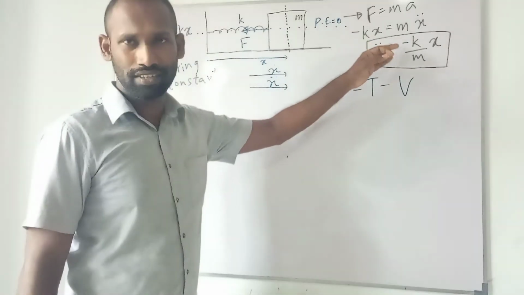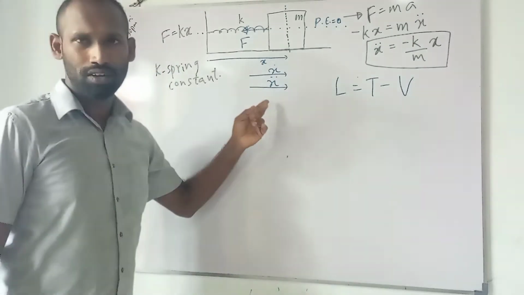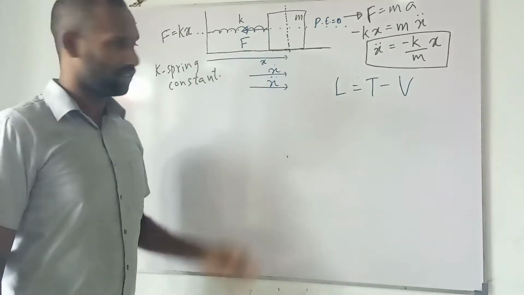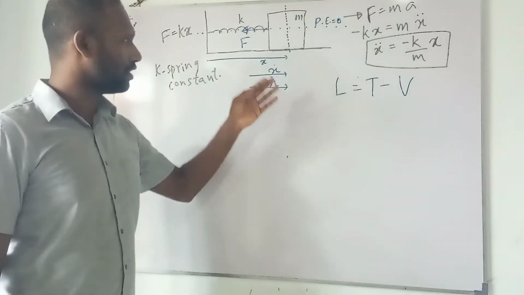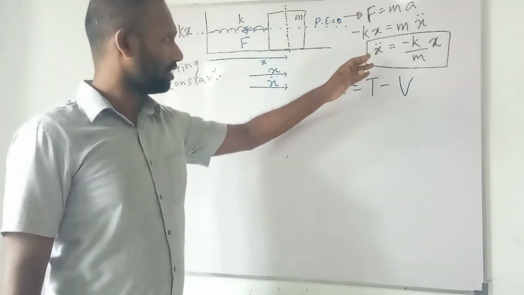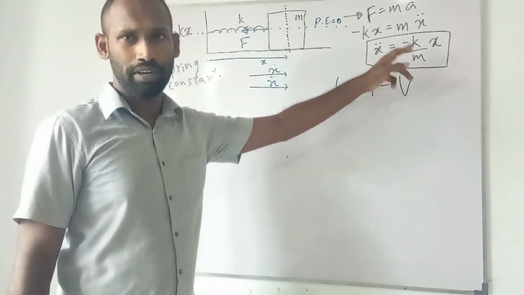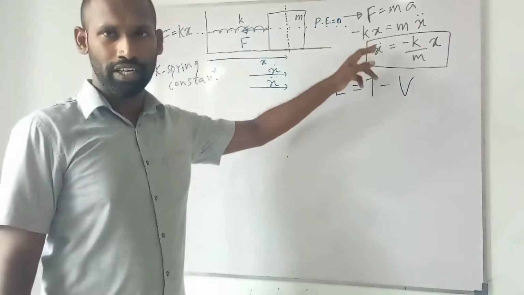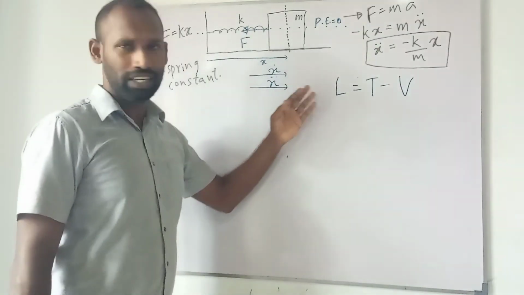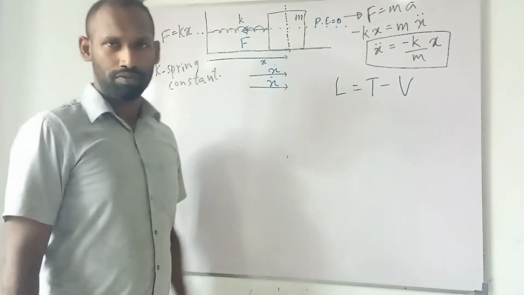So minus Kx equals m x double dot. Here x double dot is the acceleration of this mass and x dot is the velocity of this mass. So we finally get x double dot equals minus k over m times x. So this is the equation of this motion. Now, how to find the equation of motion using Lagrange? We'll see.